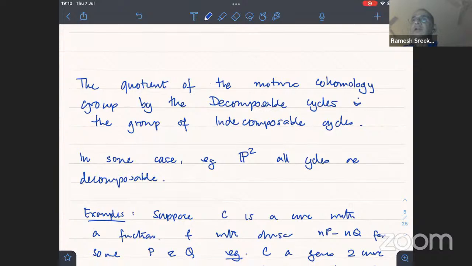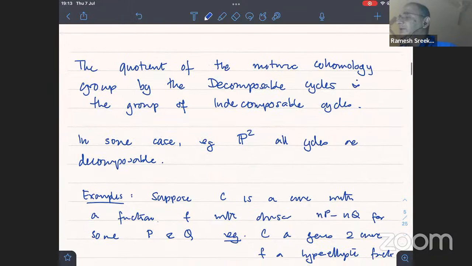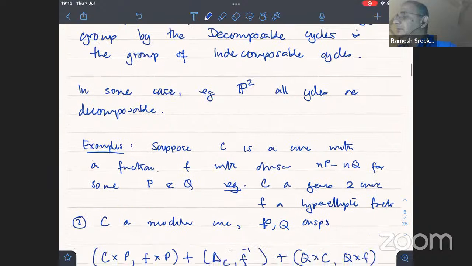Okay. So in the case of P2, all cycles are decomposable. The setting is an old theorem of Collino, Levine and Raskind, or maybe it's kind of simpler than that. It's just that everything comes from products. Okay. Right. But what are other examples?